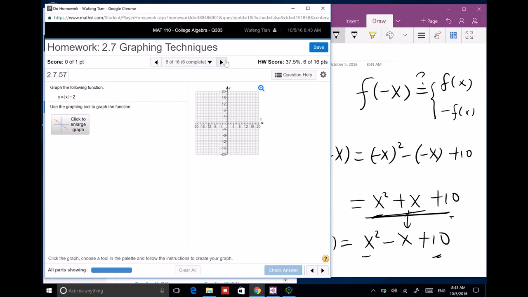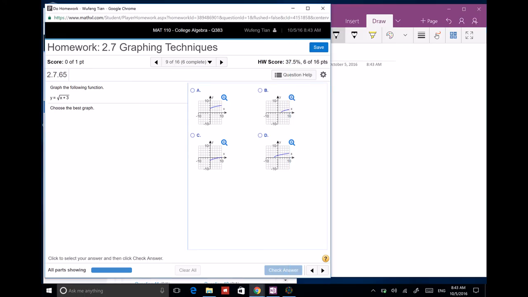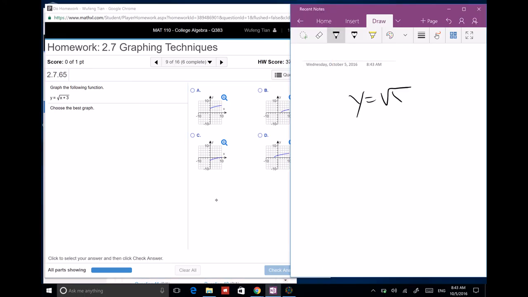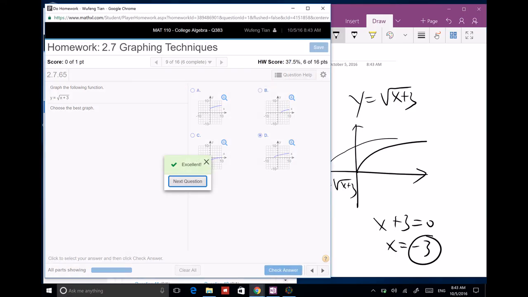Okay, so I'll skip this one. So just shift down. Graph the following: y equals square root of x plus 3. The square root function is like this. And for x plus 3, you set x plus 3 equals 0, x equals negative 3. Negative 3 means shift to the left by 3 units. So it goes to here. So y equals square root of x plus 3. You shift the whole graph by 3 units to the left, which is D.